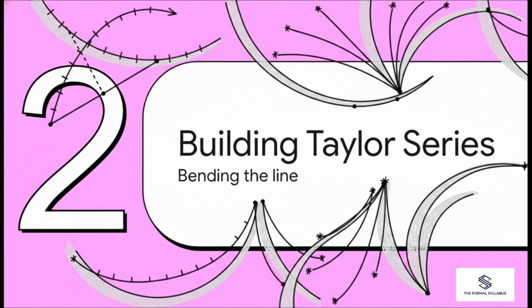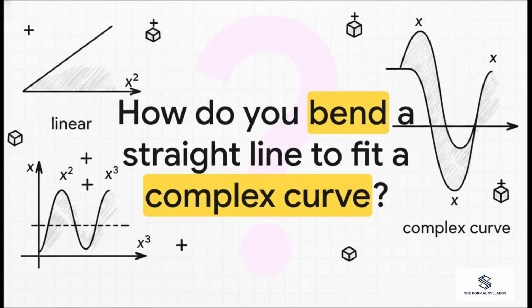Moving to Section 2, constructing Taylor series. We just saw a straight line work wonders, but what happens when a straight line isn't enough anymore? What if we move further from our starting point and need to approximate a function that sharply curves? So how do we mathematically bend a straight line so it perfectly matches a complex curve? The key is that to follow these complex curves, we have to systematically add higher-order polynomial terms to our equation.